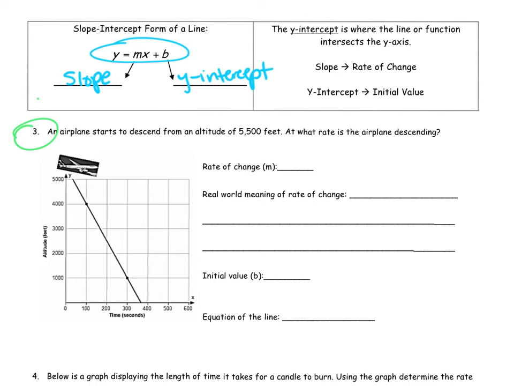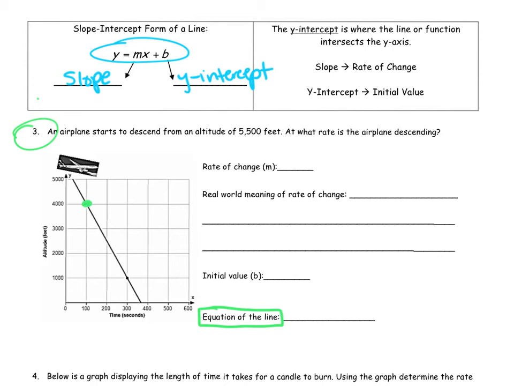We have an airplane that starts to descend at an altitude of 5,500 feet. At what rate is the airplane descending? We have a few options here, guys. We're going to eventually come up with the equation of the line. So why not use the calculator method I just showed you? In order for us to come up with the equation of the line, remember, we need 2 points. In that other example, we had those 2 points. I think it was 3, 3, and 4, 7.